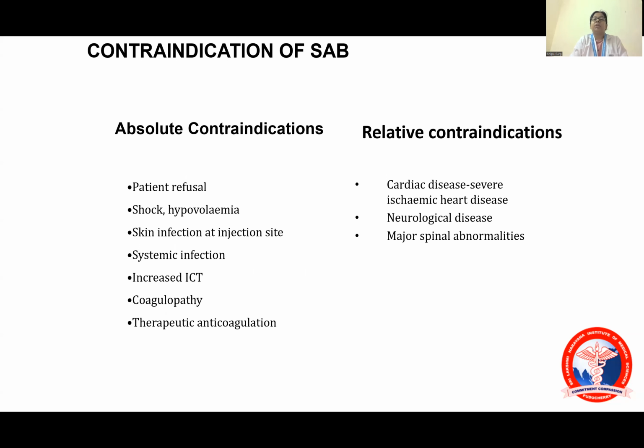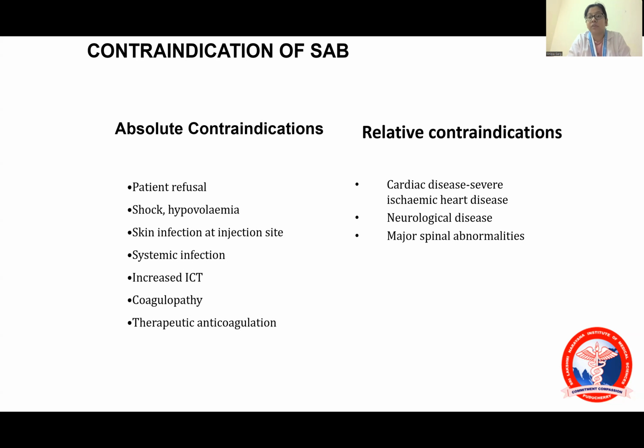Now, what are the contraindications for subarachnoid block? There are some absolute contraindications. First is, as expected, refusal by the patient. Without consent, no spinal. The next absolute contraindication is shock. Skin infection at the injection site. Again, systemic infection. Then coagulopathies. Why? Spinal block is never given in coagulopathies or in therapeutic anticoagulation because of the risk of development of hematoma post-puncture, and in cases of increased ICT.